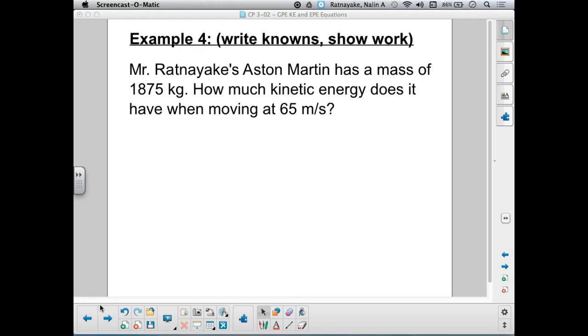Okay, let's try a fourth example. In this case, Mr. Ratnayaka's Aston Martin has a mass of 1,875 kilograms, and I'm asking you how much kinetic energy does it have when it's moving at 65 meters per second. That's something around 130, 140 miles per hour. So try this problem, pause the video, and see if you can do it.